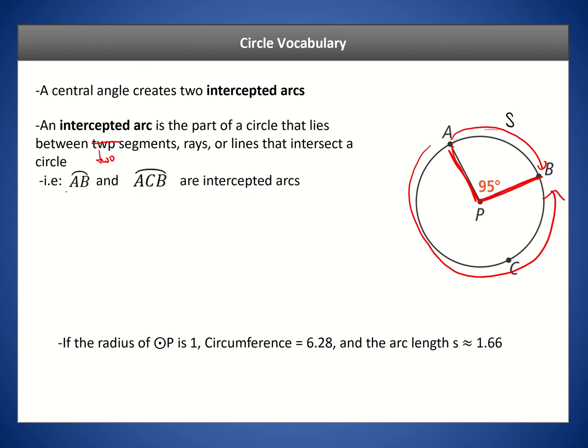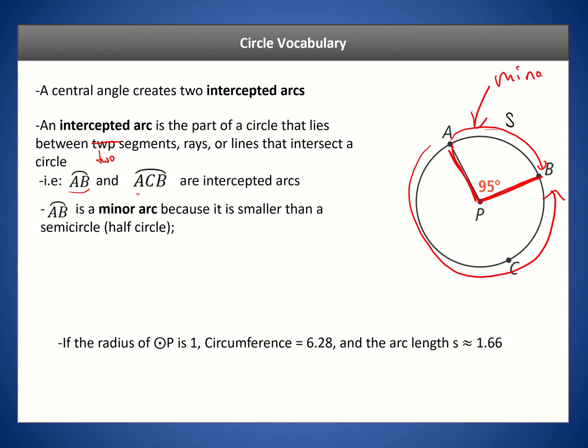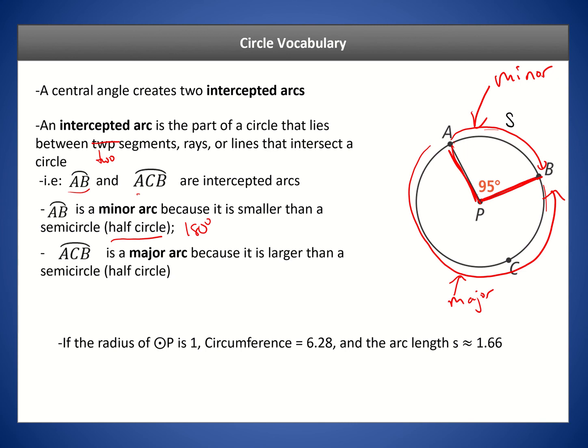And then, for example, AB would be this first arc. ACB would be the longer arc. AB is what we call a minor arc, and that's because it's the shortest distance from A to B traveling around the circle. The major arc is the longer distance, and so this is called the major arc. Now the minor arc is smaller than a semicircle, a half circle. Remember that a half circle is 180 degrees. So this is definitely 95 degrees, so it's smaller than 180. Now the major arc is larger than 180 degrees.